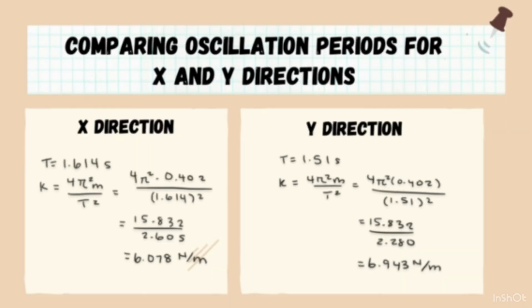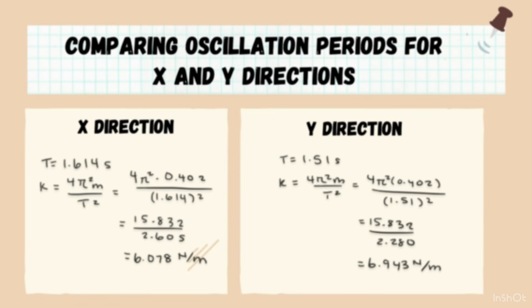Now we can talk about comparing oscillation periods for X and Y directions. To get the oscillation periods, I simply looked at the peaks for each graph, for each X graph and Y graph in the tracker data. For the X direction, I got T equals 1.614, and then I used this to calculate K. And then I did the same for the Y, but instead with T equals 1.51.